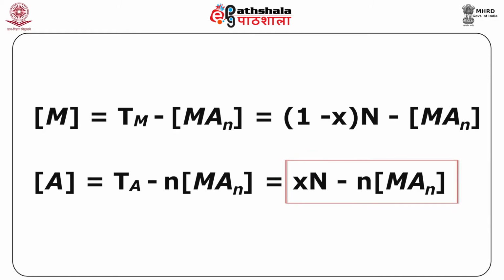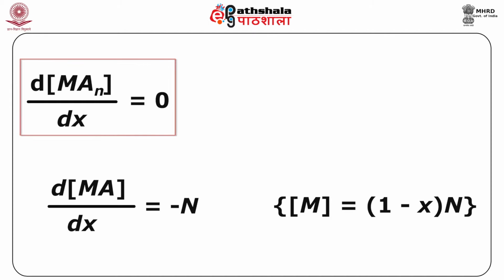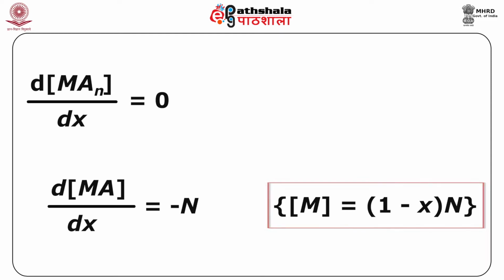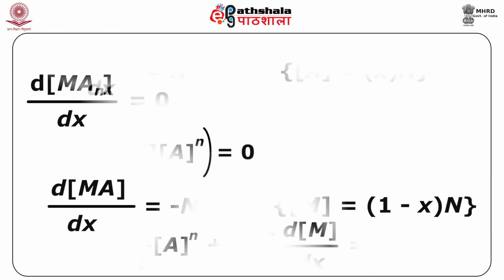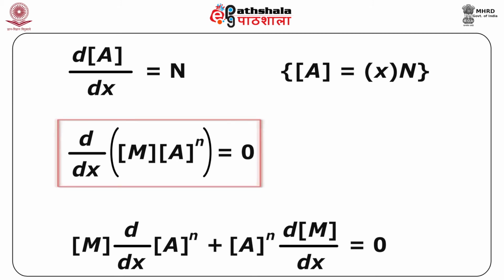Now, if we differentiate this with respect to chi and apply the condition of maximum for this equilibrium reaction, we obtain the following expressions: d of complex concentration upon d chi is equal to 0 at the maximum. For the metal ion, since we have taken the metal ion concentration as 1 minus chi into capital N, on differentiating this with respect to chi, we obtain the expression as minus N. Likewise, the expression for d concentration of ligand upon d chi becomes equal to N, capital N. So, what we can write is d by d chi of the product of the concentration of metal into that of ligand raised to the power n is equal to 0 at the maximum.